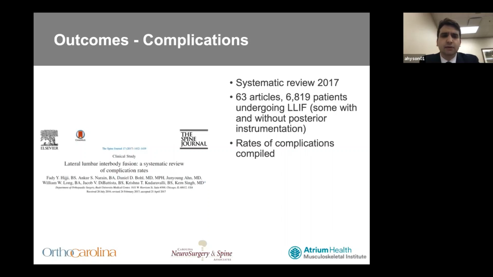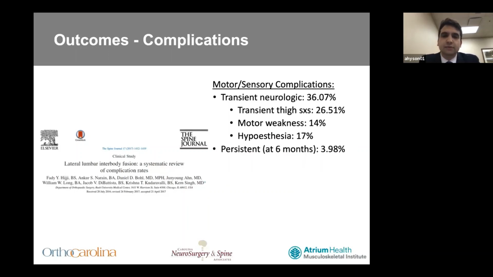In terms of complications, probably the largest systematic review of literature regarding LLIFs was performed by Hijji in 2017. It included 63 articles, including 6,819 patients undergoing LLIF, some with and without posterior instrumentation. They compiled the rates of complications and found, as we would expect, that transient neurologic complications were the majority of complications, at a high rate of 36.07%. Transient thigh symptoms occurred at 26.51%, motor weakness at 14%, and hypoesthesia at 17%. Importantly, persistent neurologic complications, meaning after 6 months, were only at a rate of 3.98%.